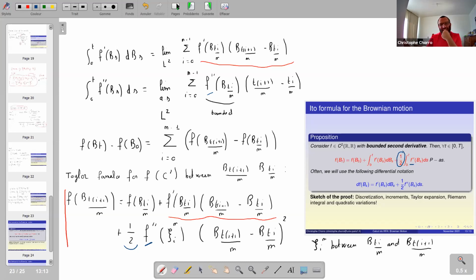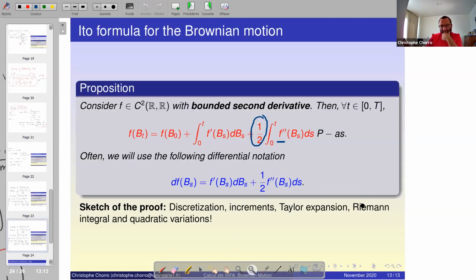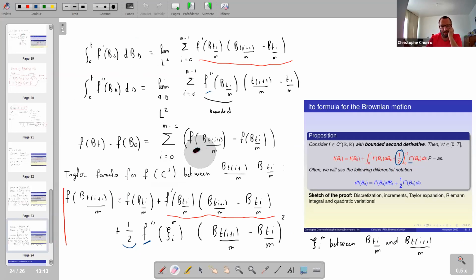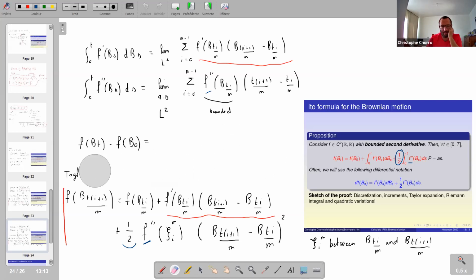So what I will do, maybe I will do this way: copy, and I erase a few things. I keep the definition for the moment. And I will just write what I obtain here, that f of bt minus f of b0 is equal to what? It's the sum from i equal to 0 to n minus 1, f prime of b ti over n, times b ti plus 1 over n minus bti over n. So this is the term coming from this increment here.